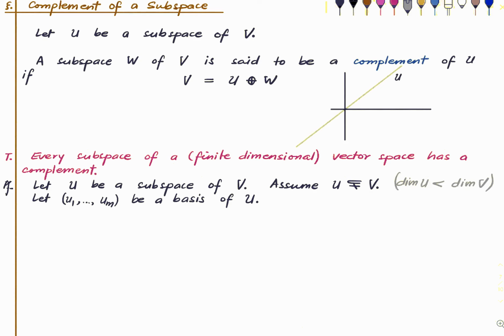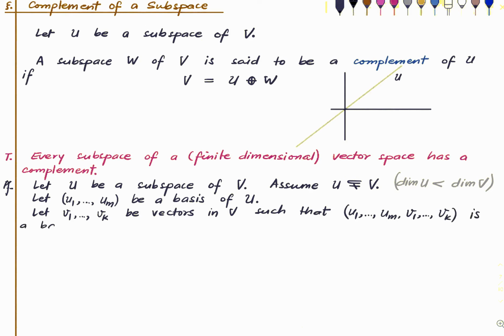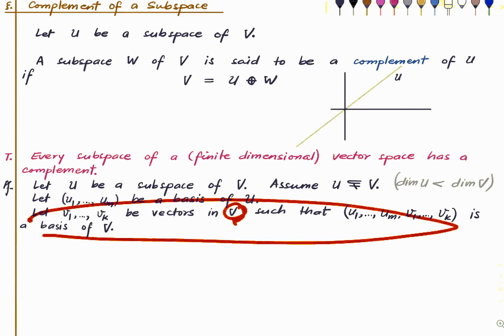Okay, so fix a basis of U. Now by the extension theorem, we can find k vectors in V such that the appended list is a basis of V. Why can we do this? Any list of linearly independent vectors can be extended to a basis, and a basis of U is after all a linearly independent list of vectors in the vector space V. So we can do this.